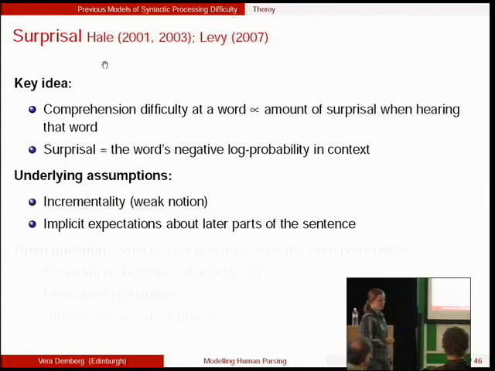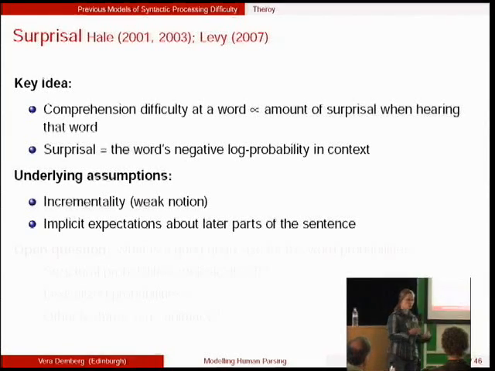The underlying assumptions of this theory are that comprehension is incremental. So when you get new word input, you update your representation of what's happening in the sentence, and generate these expectations about what's going to come up in the sentence.